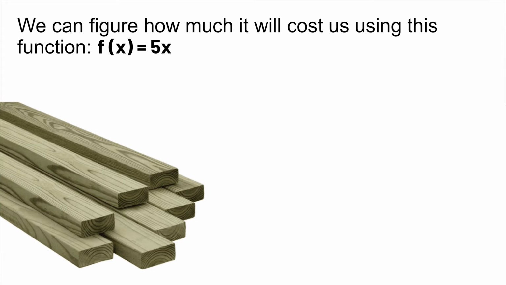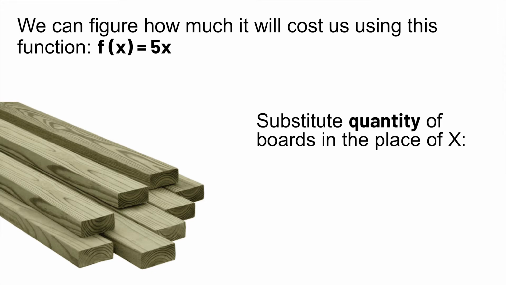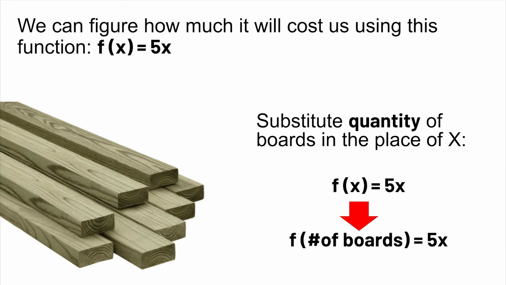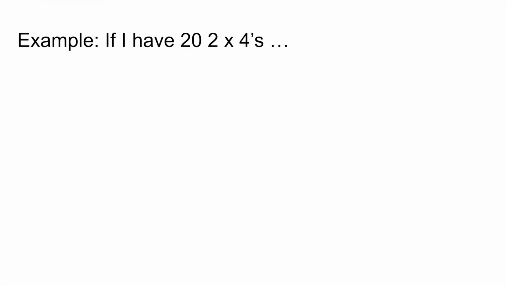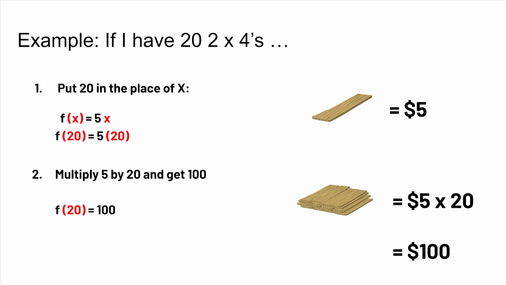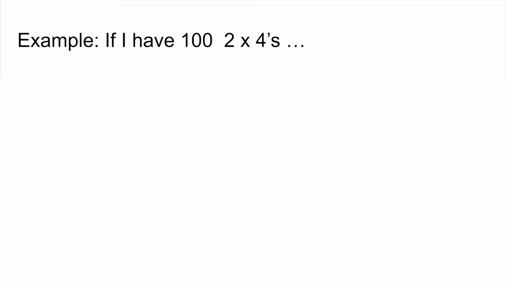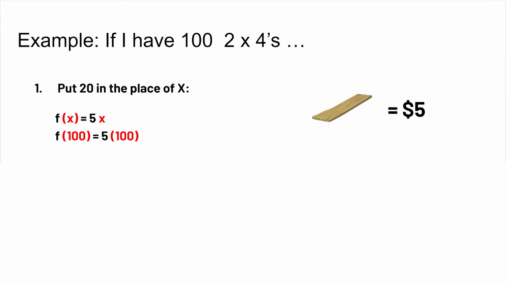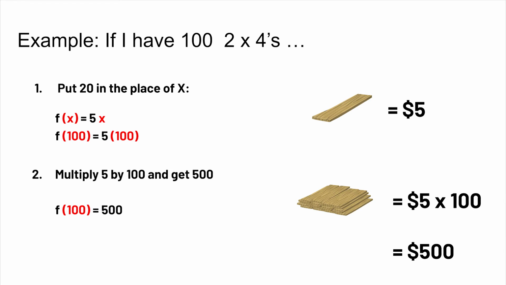We can figure how much it will cost us no matter the amount of boards we purchase using this function by substituting the quantity of boards in the place of x. Let's walk through this example using f of x equals 5x. If I have 20 2x4s, I put 20 in the place of x. I then multiply the $5 by 20 and get $100. If I have 100 2x4s, I do the same thing and multiply $5 by 100 and get $500.